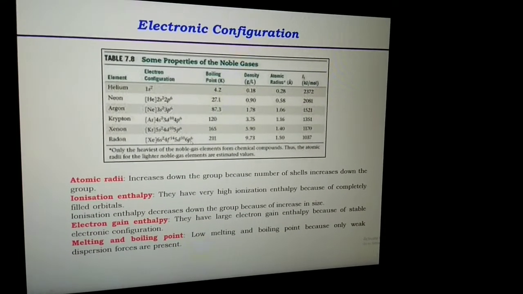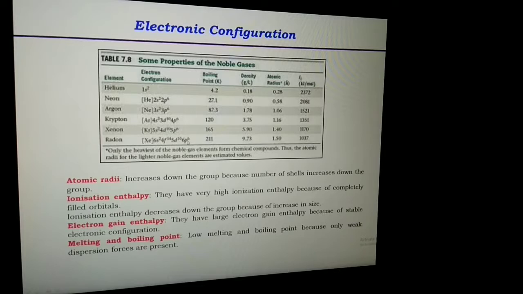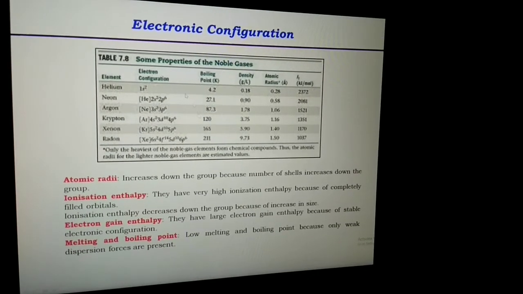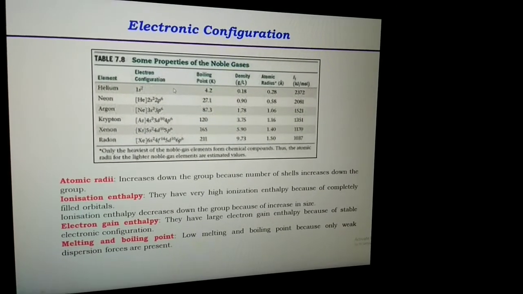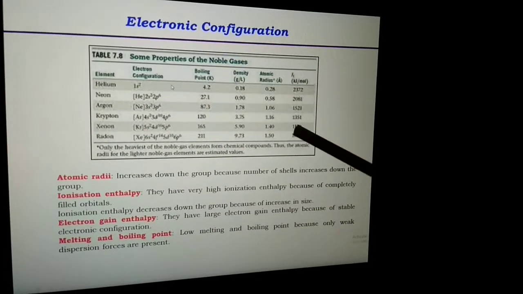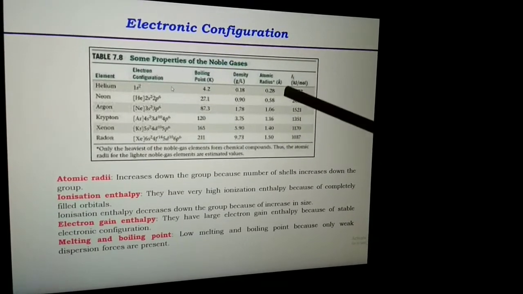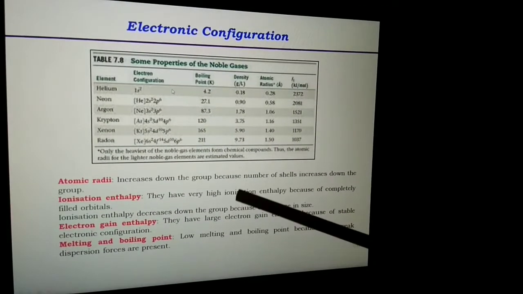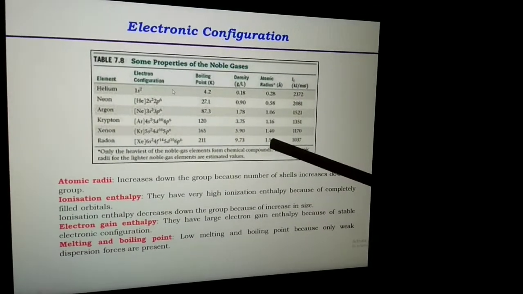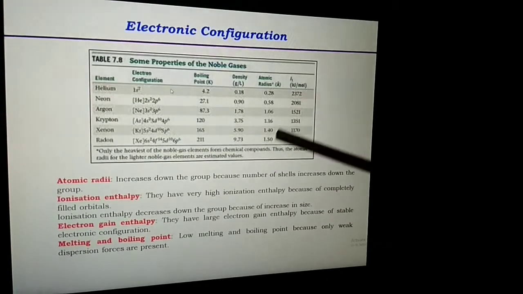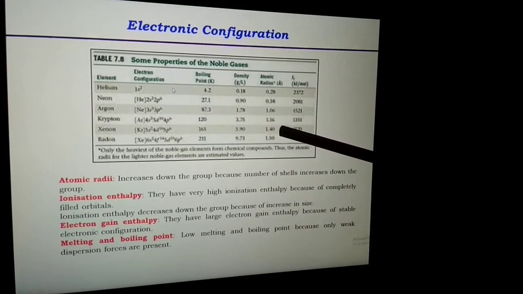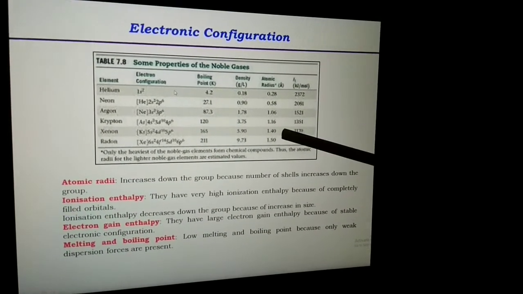6p6 respectively. Now we discuss the physical properties of these noble gases. First of all, the atomic radii. When we move from top to bottom along a group, the atomic radii increase from helium to xenon. Radon is a radioactive element. From helium to xenon, the atomic radii increase.